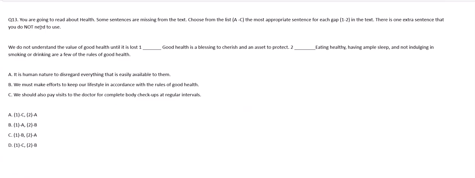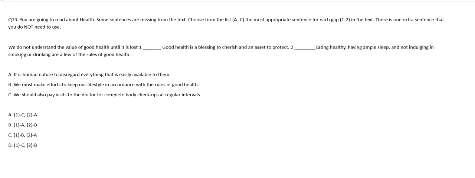Here also it is a paragraph which has two blanks. In each blank, one sentence will come. We will first go through the paragraph and see which sentence will come at that particular place in the paragraph. First we'll go through the sentence.